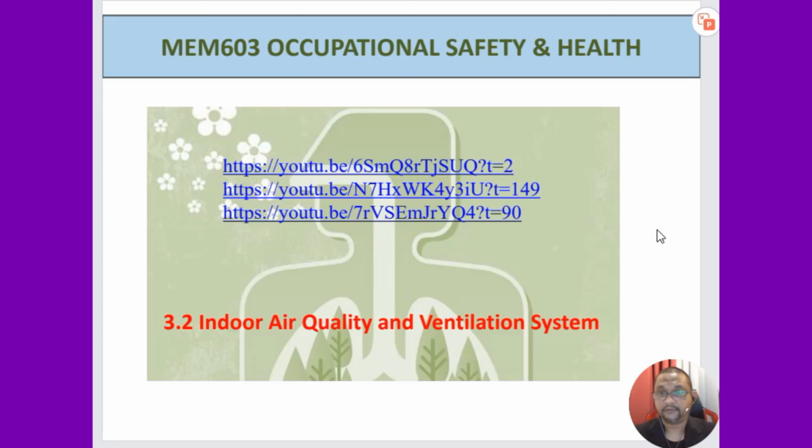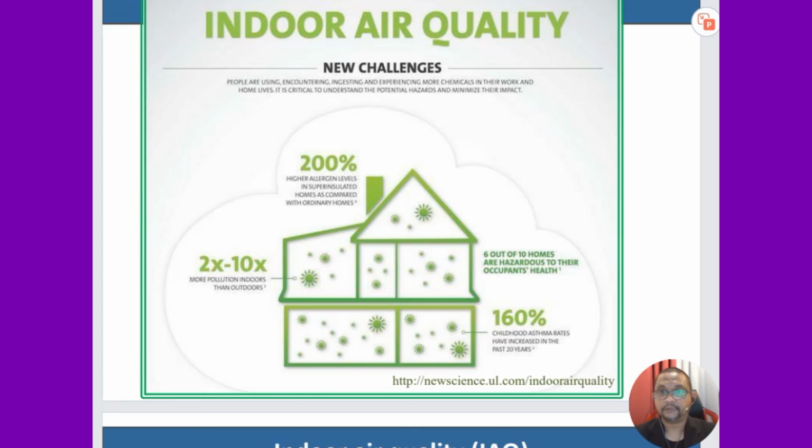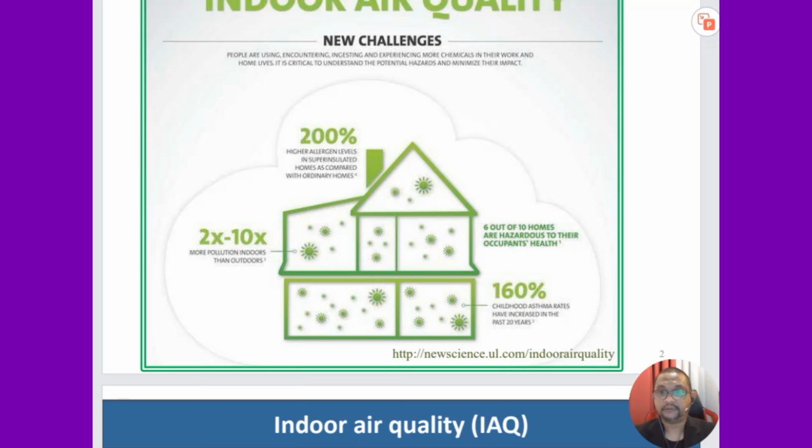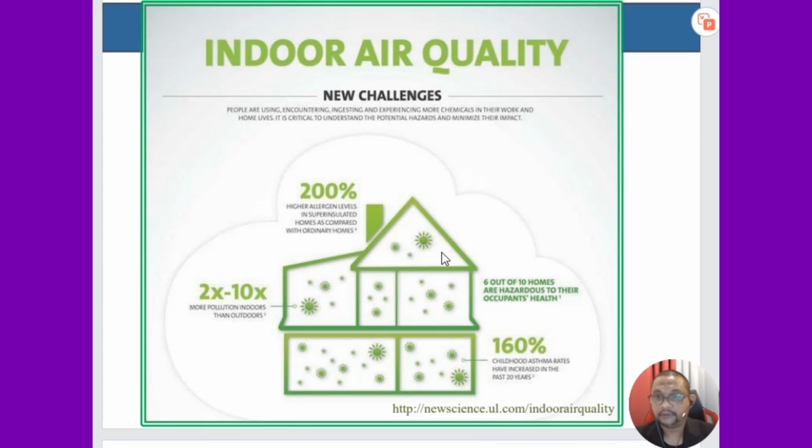Okay, after you have finished watching this YouTube channel, we continue to what is indoor air quality. Based on the new science at ul.com, indoor air quality: 200% higher allergen levels in super-insulated homes as compared with ordinary homes, and 2 to 10 times more pollution occurs indoors than outdoors.